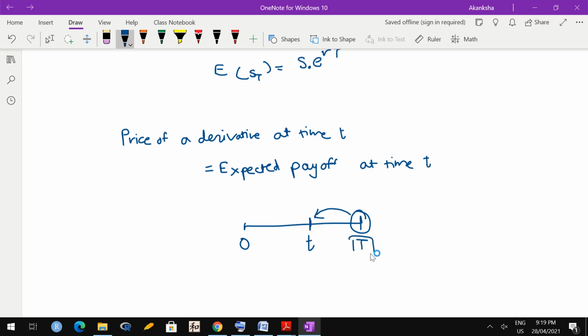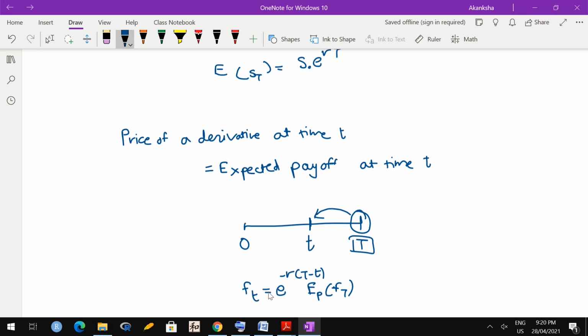So I compute the expected future payoff and discount it back till this time point. Hence what we do is compute the expected payoff from the derivative at time capital T and discount it back, so e raised to minus R (T minus t). That is how we derive the price at any intermediate time point. This is known as risk neutral evaluation.